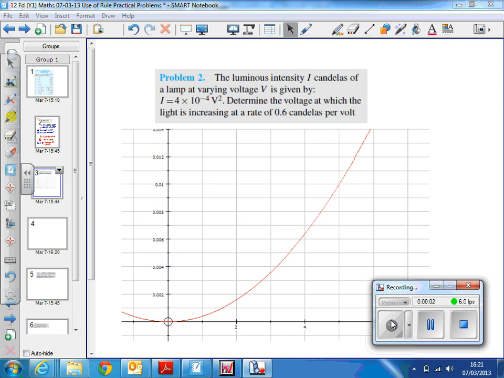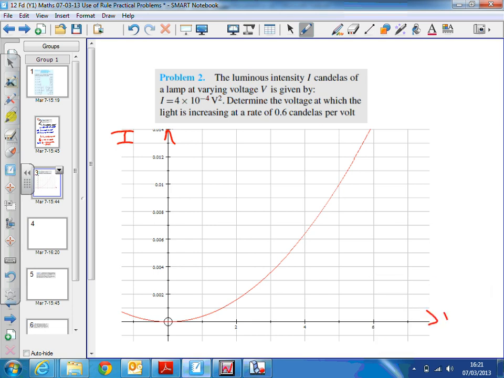Work problem 2 on this back page, 423, wherever it is, something like that. The luminous intensity in candelas. So this would be the luminous intensity up here, and the unit is candelas, which is a measure of brightness, of a lamp at varying voltage V. So voltage is along here. Is given by this function.